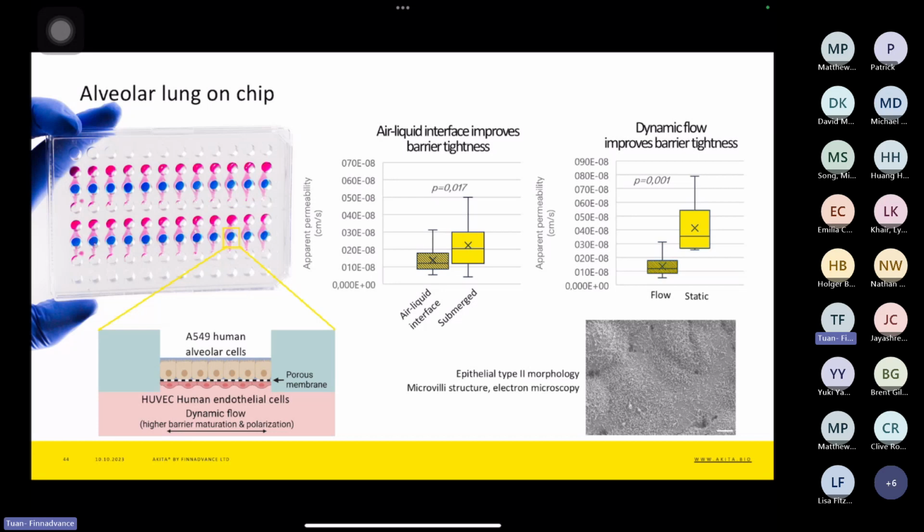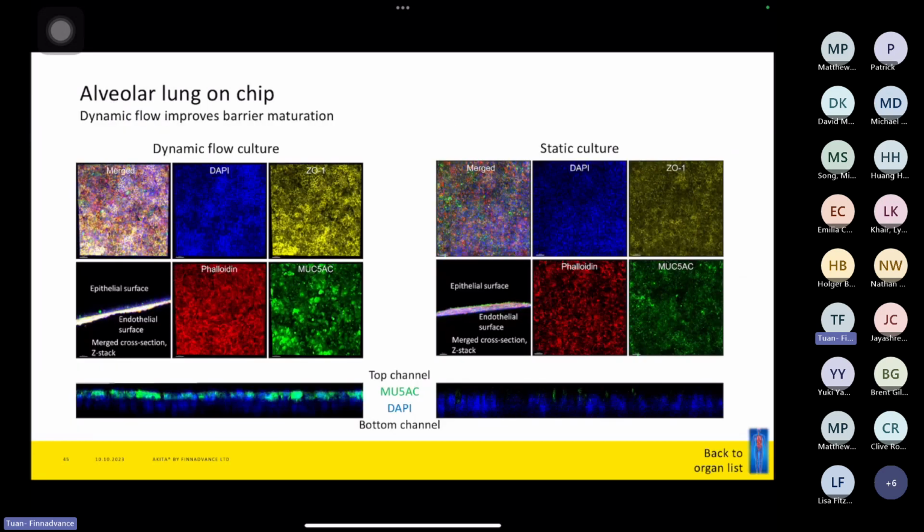And surprisingly, through the SEM image, we are able to see that the cells even form microvilli structures on the cell layer as well, which already surprised us with a simple model. And from the immunostaining pictures, you can see that with flow, we are able to form mucus on top of the cell layers, which is not happening in the static culture without any flow.